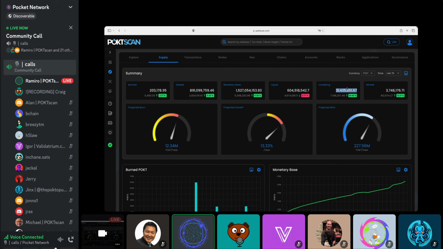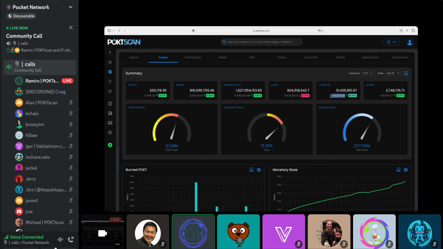It's all the nodes that entered the unstaking period of 21 days. So you can think of this metric as, you know, that 31 million POKT is going to be added to the liquid base in less than 21 days. You don't know exactly when. You have to track each unstaking if you want that, but at some point, this 31 million will be added to this 600 million as liquid POKT.